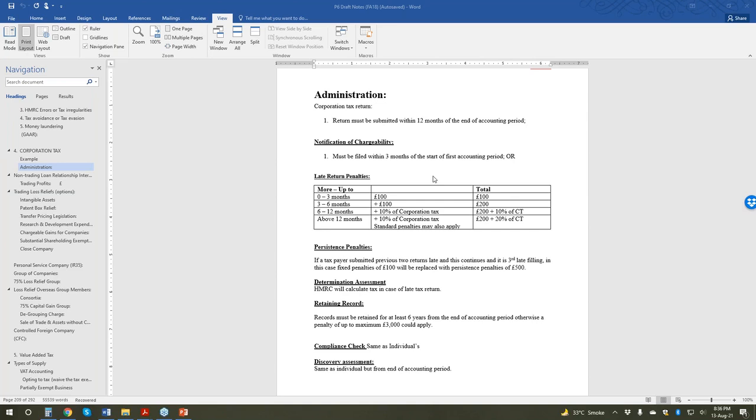Now, moving on, the late return penalties: if one has submitted within 0 to 3 months late, the penalty is £100. If it is more than 3 months late, another 100 is added to that penalty and the total penalty will be £200.